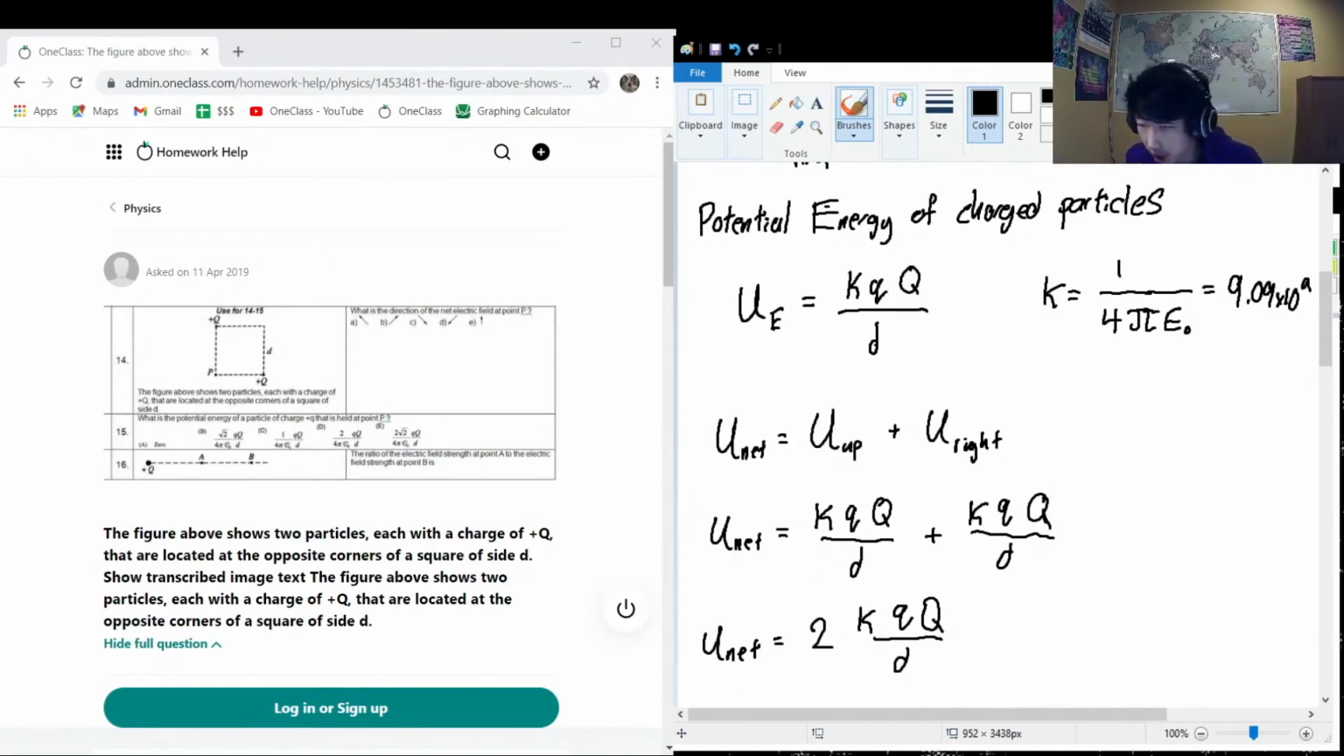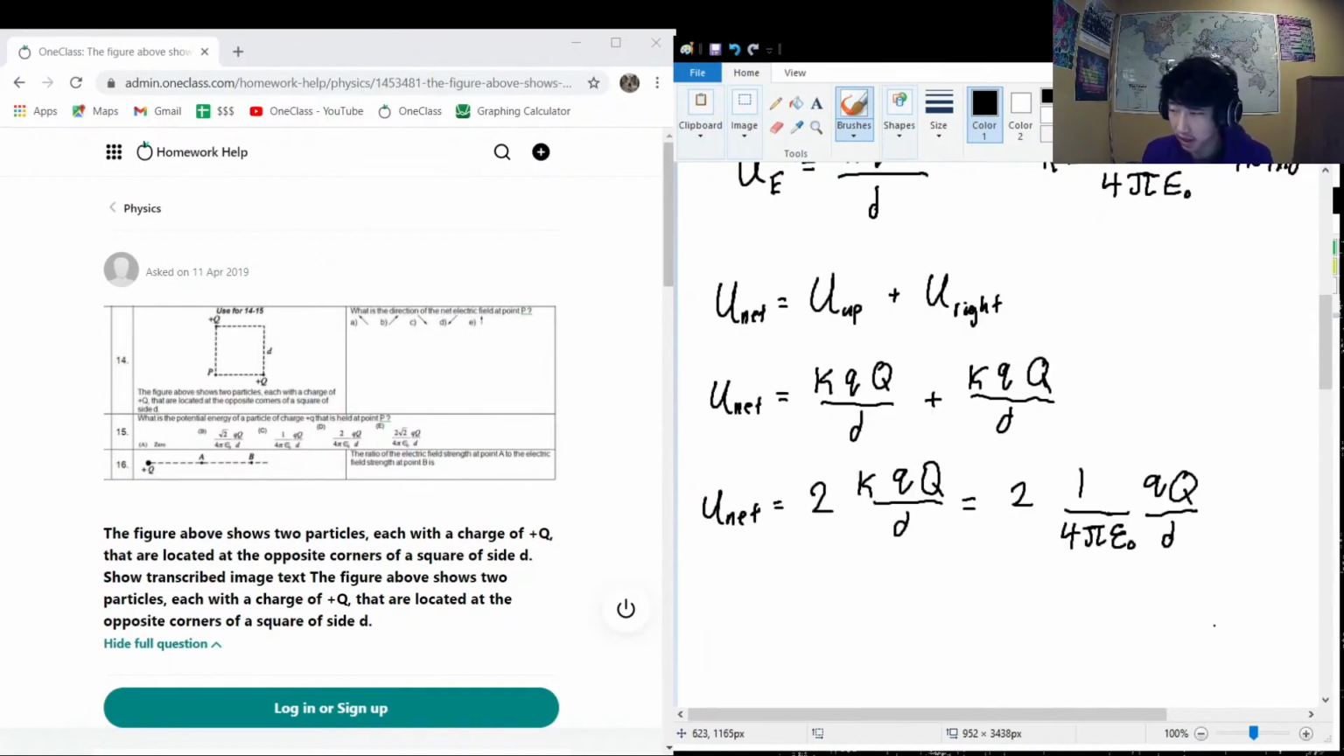Okay, now is that one of our options? Oh, all of our options are not written with K, but instead with 4 pi epsilon naught. So we can write this as 2, and instead of K, we can do 1 divided by 4 pi epsilon naught, multiplied by little q big Q over d. And this will be our net potential energy as observed from point P. Net potential energy.